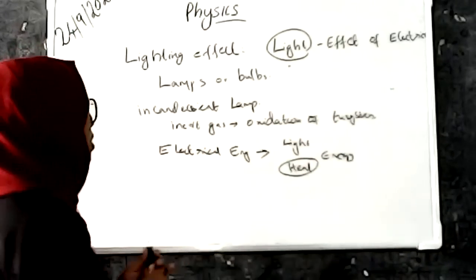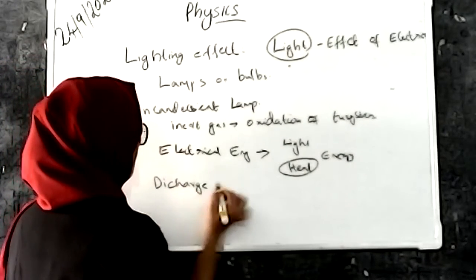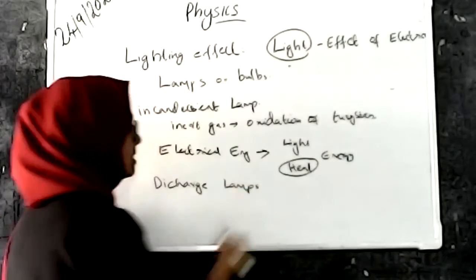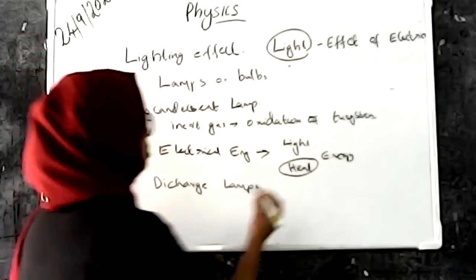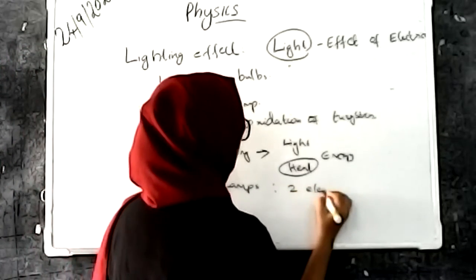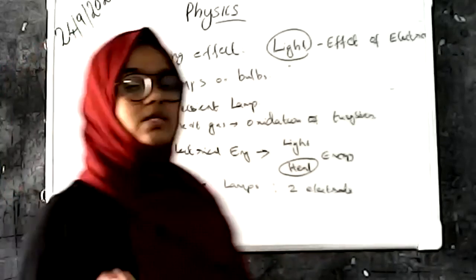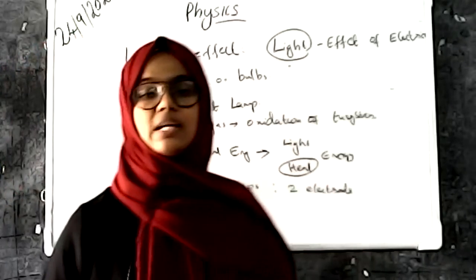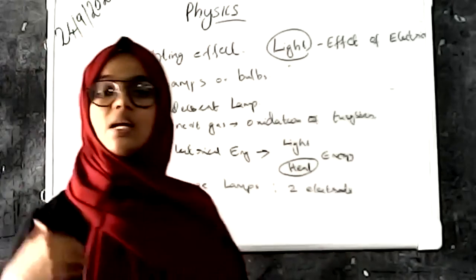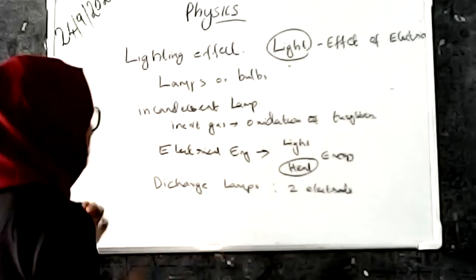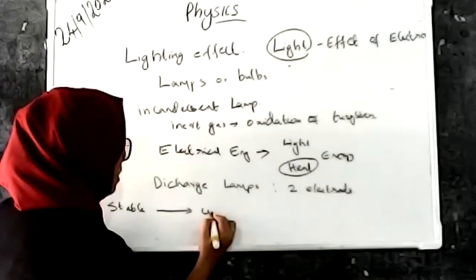And we are discussing discharge lamps in detail. Discharge lamps have two electrodes, and electricity passes through those electrodes. The gas filled in the glass tube of a discharge lamp contains molecules. Those molecules get energized, and they go from a stable to an unstable position.